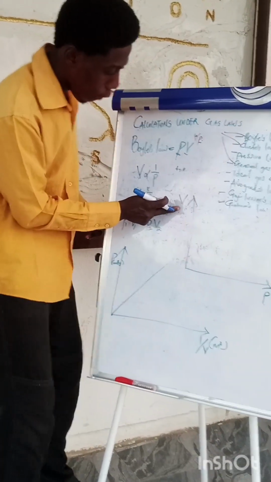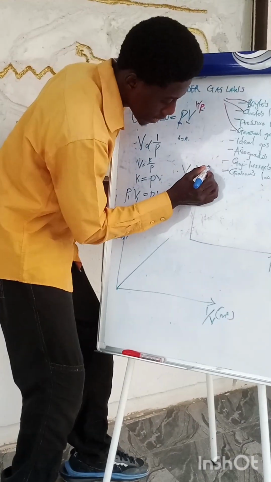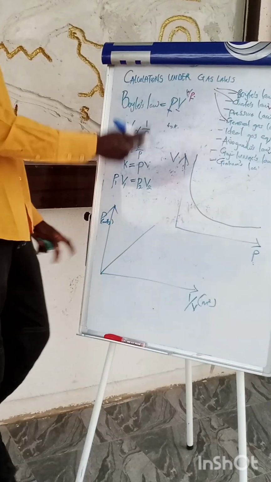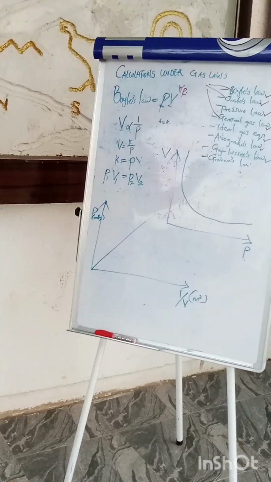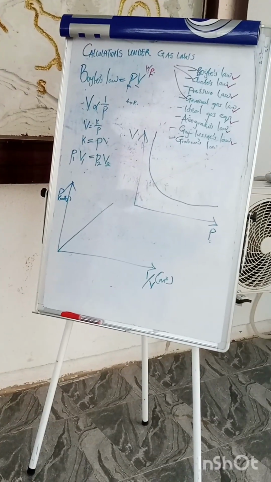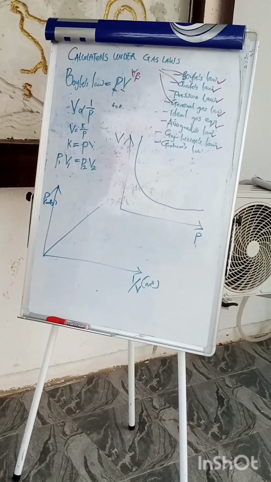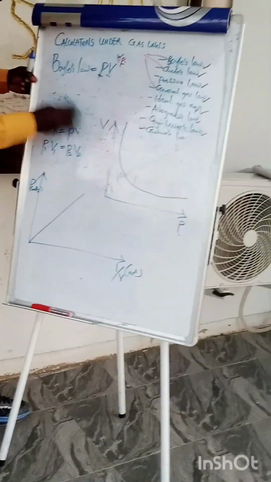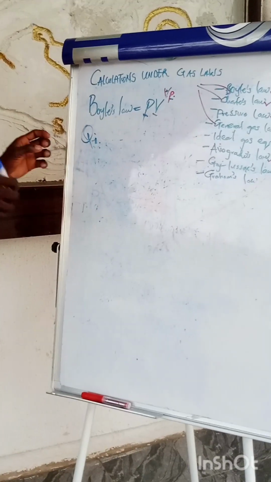So the volume of a fixed mass of a gas is inversely proportional to the what? Pressure. So those are the three graphs you should know. Very easy. I think this is all you need to know. Let's just quickly go into one calculation under this Boyle's law. Let me clear the board for you guys. Question 1 under Boyle's law.